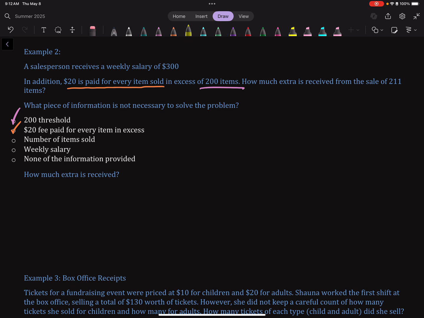Because of that, we need to know how many you actually sold. We need to know that in order to calculate that. And it's super important to know the weekly salary because we need to know how much money you are making.